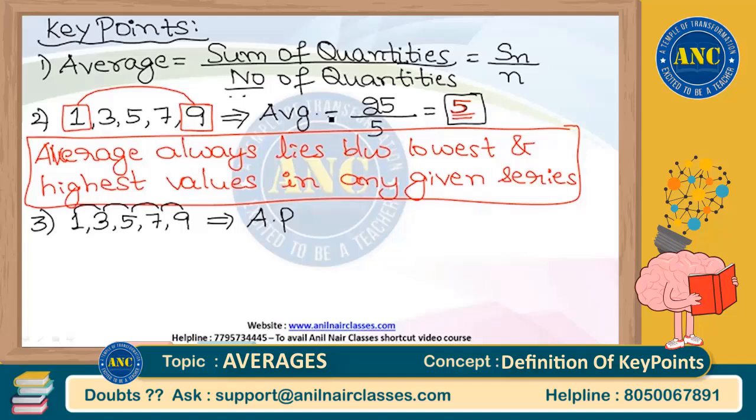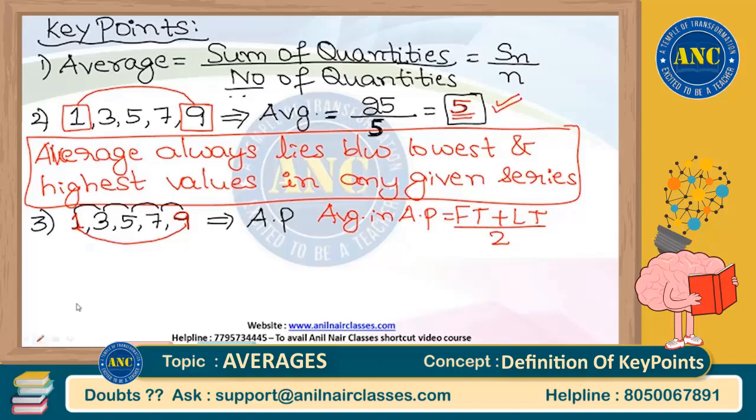Instead of adding all the 5 terms and then dividing by the number of terms 5, what I can do is whenever the given series is in arithmetic progression, average is nothing but first term plus last term divided by 2. Very, very important point. Check it out if you want. First term is 1. Last term is 9. 1 plus 9 is 10. 10 divided by 2 is 5. That is what I got as the average. Provided you arrange that series in ascending order or descending order.